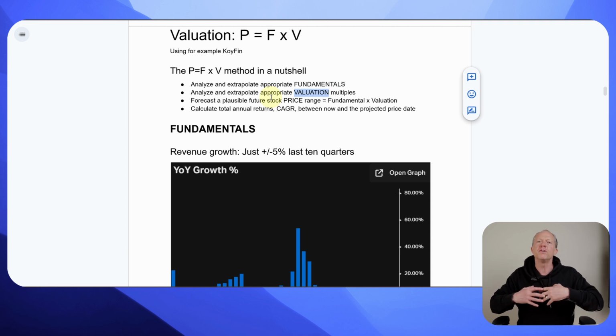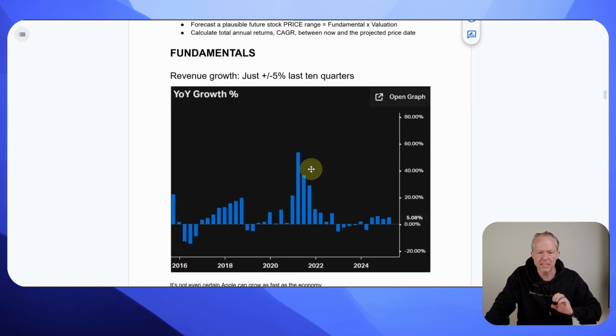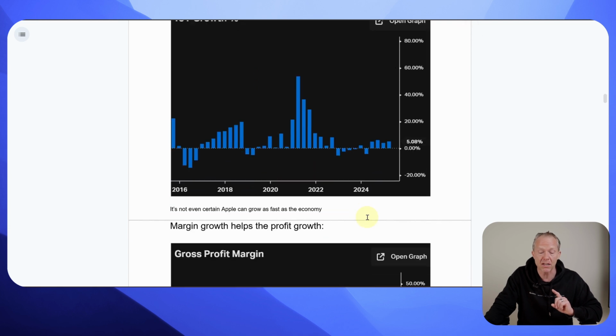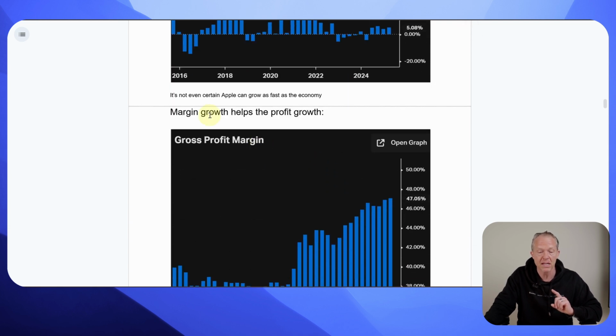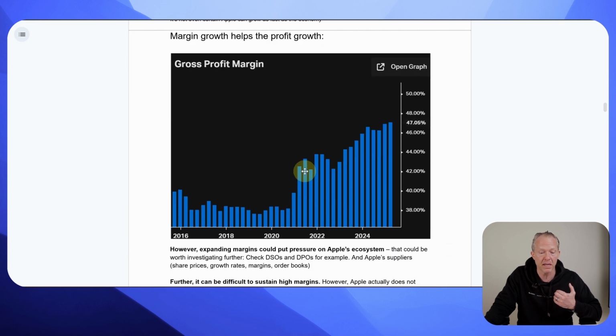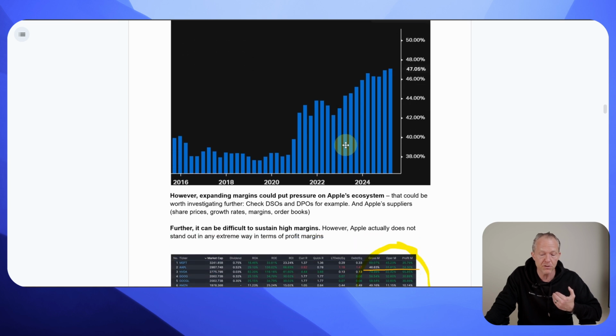Then you forecast the future price using F times V, and finally calculate the CAGR. So let's look at Apple specifics. The revenue growth has been just about 5% the last 10 quarters. That's pretty bad. It's not even certain Apple can grow in line with the average economy. The gross profit margin has increased recently. That's pretty good, and that is helping the EPS growth and the profit growth.